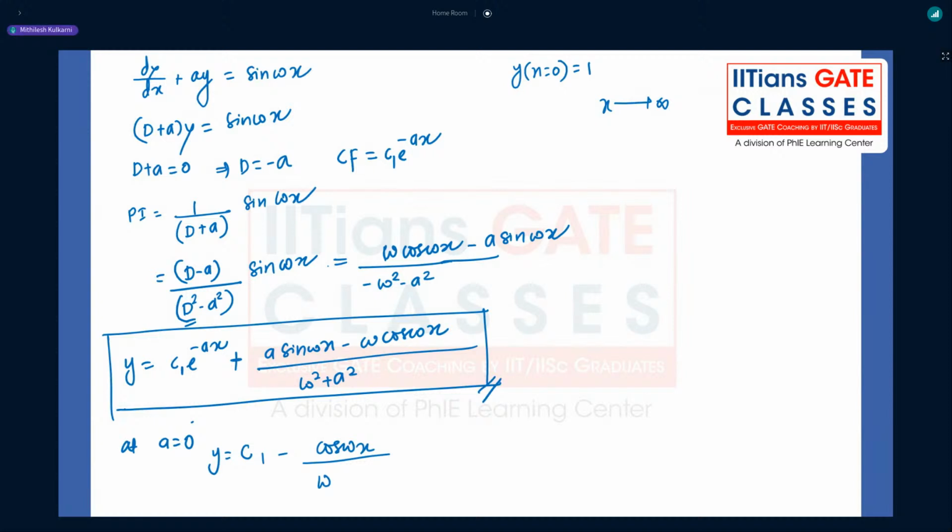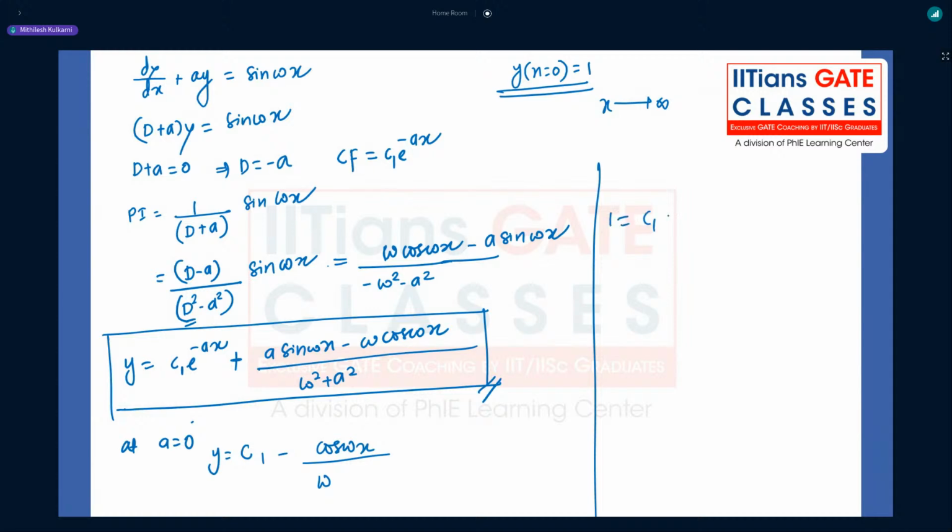Okay, in order to get the C1 value, we don't have the C1 value, so they have given the condition that when x is equal to 0, y is equal to 1. So we will calculate the C1 value in parallel. So y will be equal to 1 when x is equal to 0.